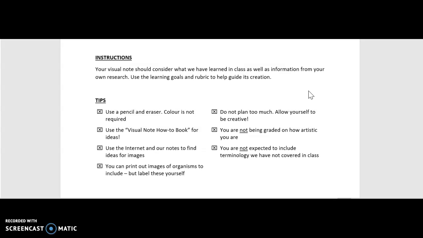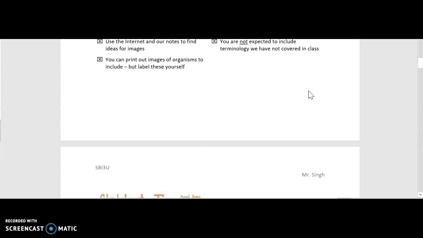And lastly, you're not expected to include terminology we haven't covered. So when you do your biological diagram, there may be words in there that you put in, and you're not necessarily expected to explain them because you might not have covered that in this course.